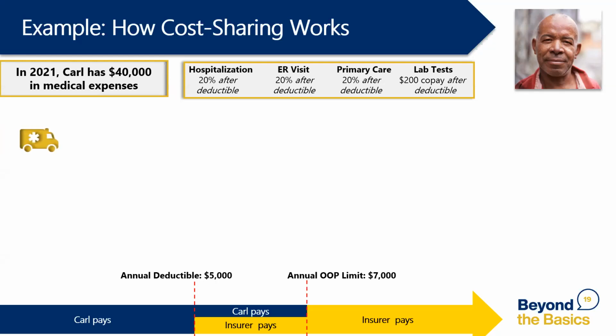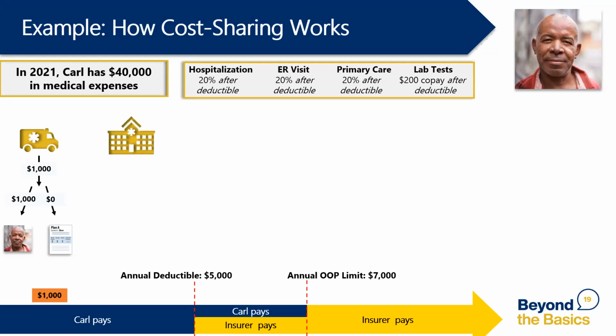At the beginning of the year, Carl was feeling unwell and had to take an ambulance to the emergency room. The ambulance ride costs $1,000, and this plan doesn't cover ambulance rides before the deductible is met. So Carl will have to pay the full $1,000 for the ambulance ride. That $1,000 counts towards his deductible and annual out-of-pocket limit.